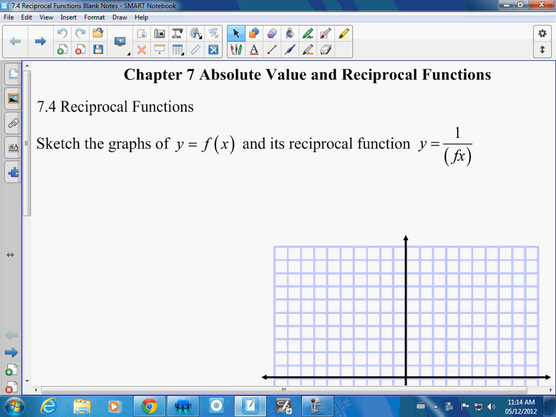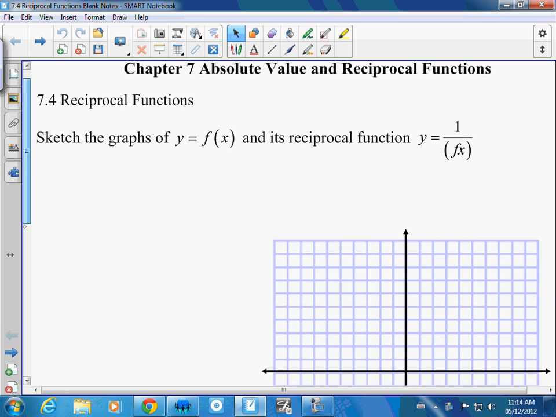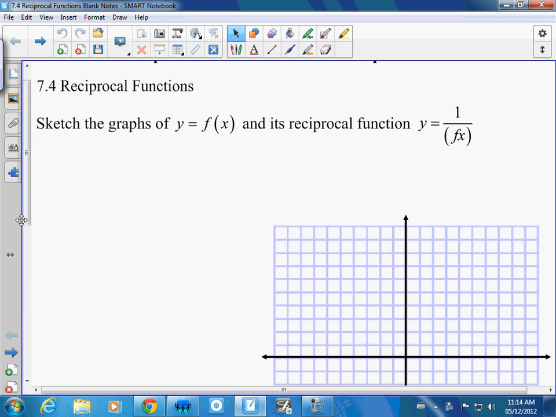Okay. Now, here's the question. What we're going to do is we're going to graph y equals x and y equals 1 over x. Right? That f of x just means x. It's whatever the value is. Right? So y equals x. You should be able to graph that without even thinking about it.